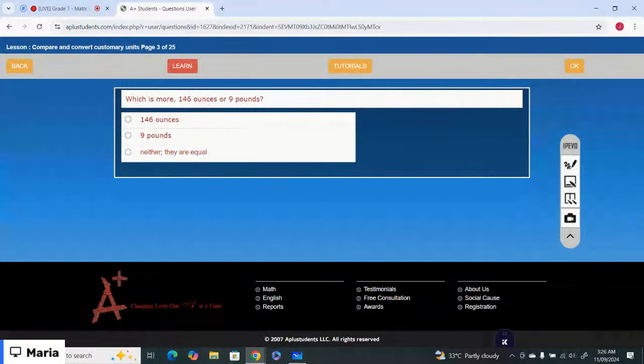Which is more, 146 ounces or 9 pounds? Which is the correct option?